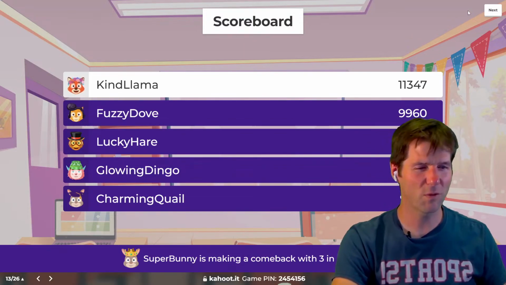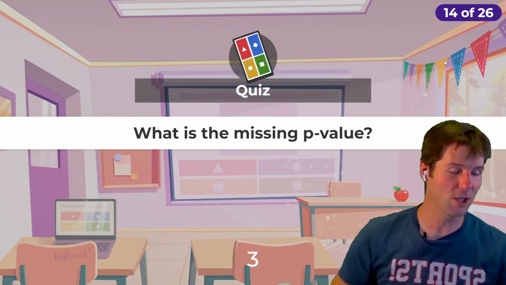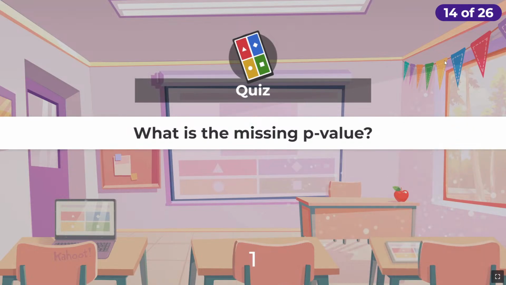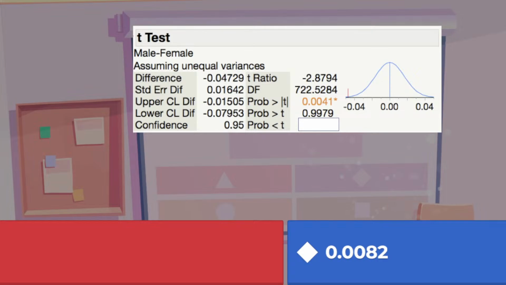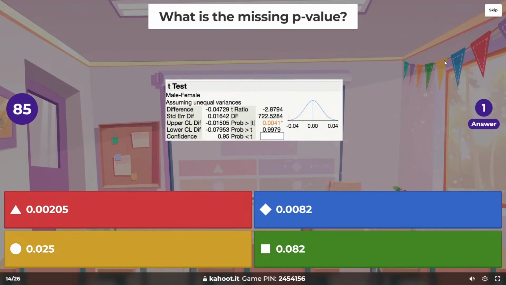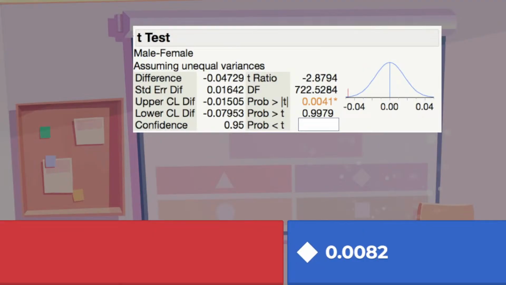I don't know how many questions, 43 or so, somewhere around that. Next question on this Kahoot with 26 questions. What is the missing p-value? Now you have to find a p-value. Take a look at the test. What is the missing p-value?